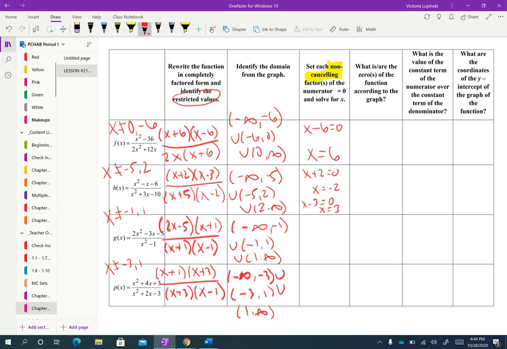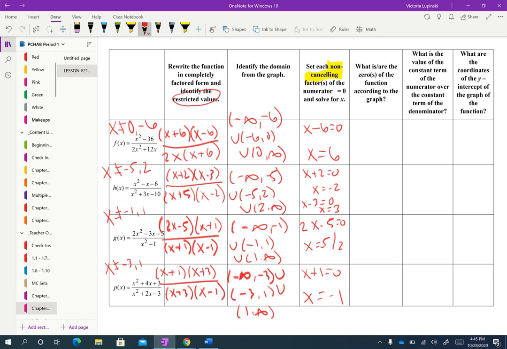In the next one, the non-canceling factor is 2x minus 5. And if you set that equal to 0 and solve, you're going to get 5/2, which is, of course, 2.5 if you prefer. And then finally, for the last one, if you set the non-canceling factor, that's x plus 1, equal to 0, which is going to give you an answer of -1.